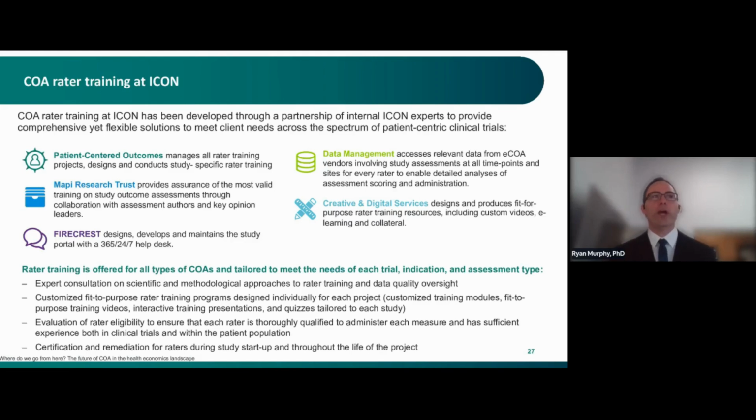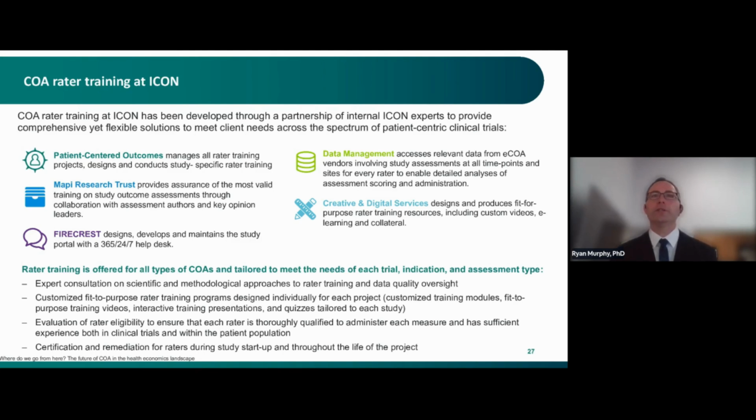We also work closely with the MAPI Research Trust, who oversees the licensing of a lot of instruments, and sometimes that comes along with specific requests for the administration from the developers of these instruments. And we need to make sure that that is incorporated into the rater training and implemented in the clinical trials appropriately. There's also the Firecrest team, which is a portal for basically everything in conducting the clinical trial. All of the data is collected in one place, and there is a 24-hour-a-day help desk that is available should any sites run into any troubles with their devices and data upload or conducting the trial.